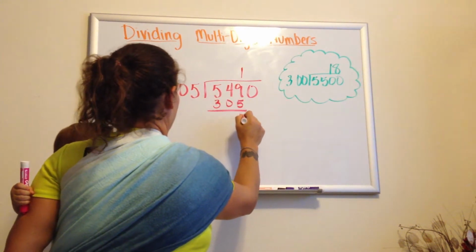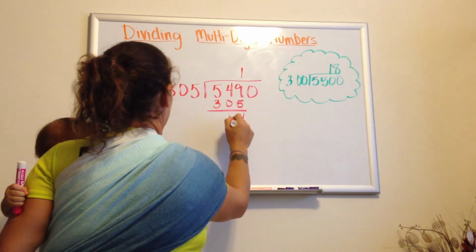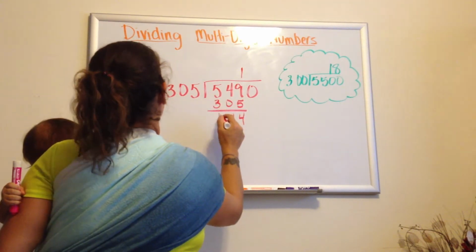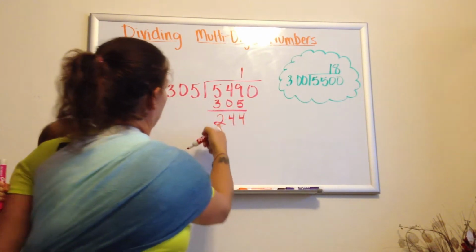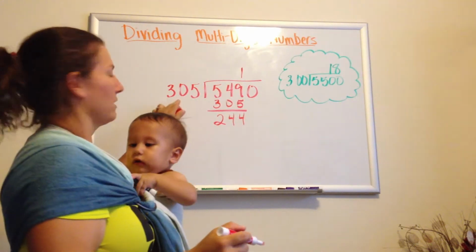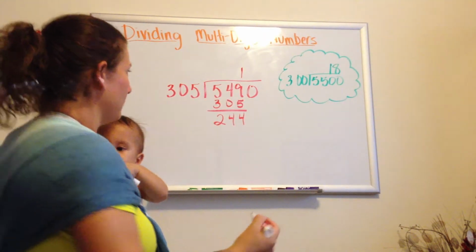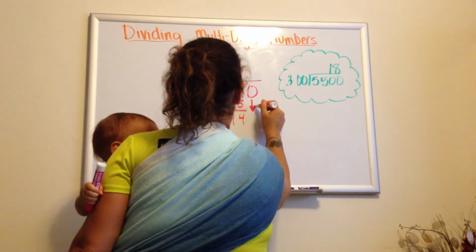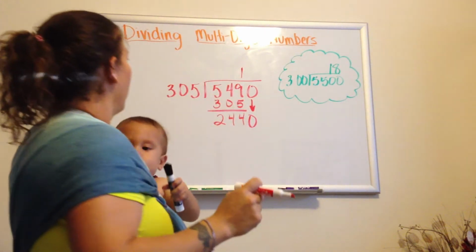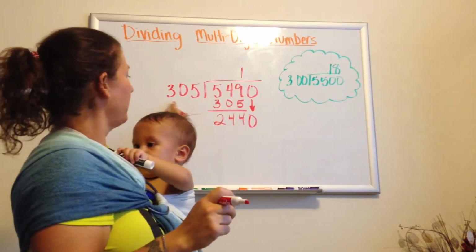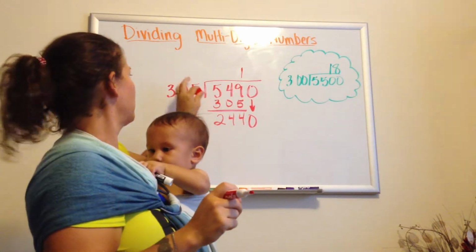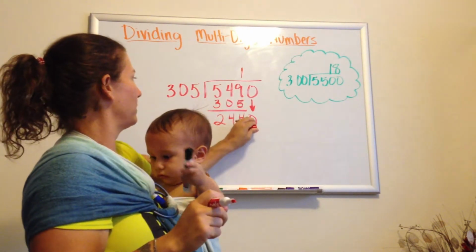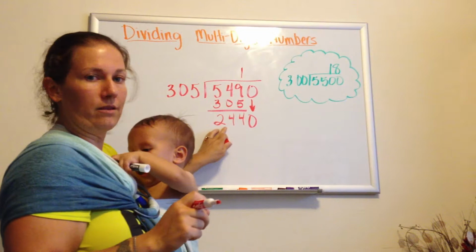And 9 minus 5 is 4. 4 minus 0 is 4. And 5 minus 3 is 2. Check to make sure that this number is smaller than this one. And it is, so I can bring down my 0. Alright, here I'm going to think 3 into 24. So I'm just taking off my 1s and 10s here, and looking at the remaining numbers.